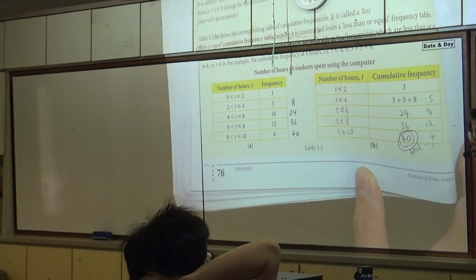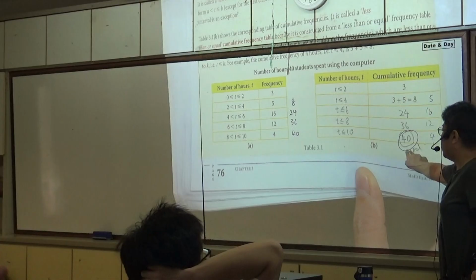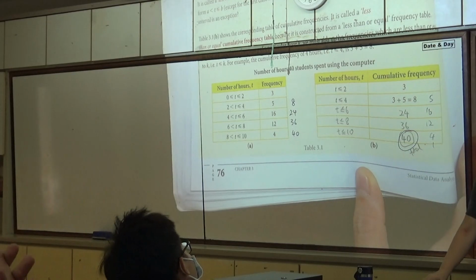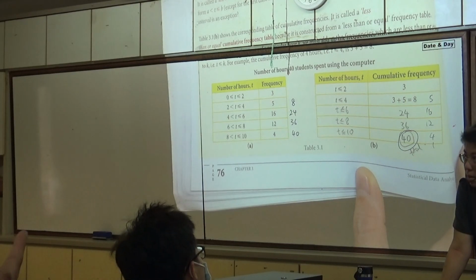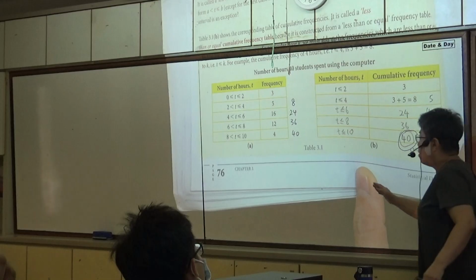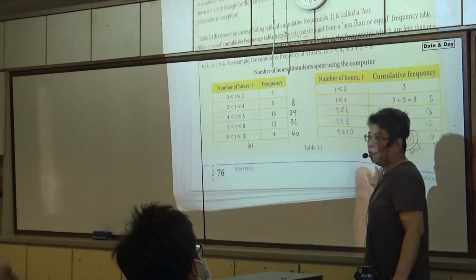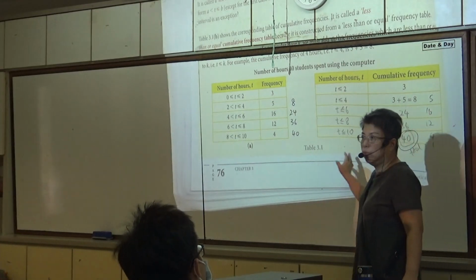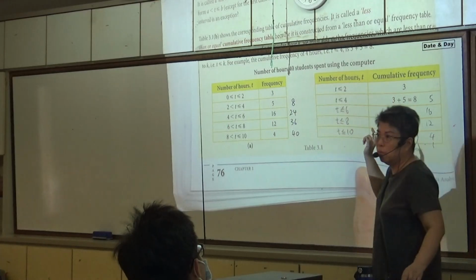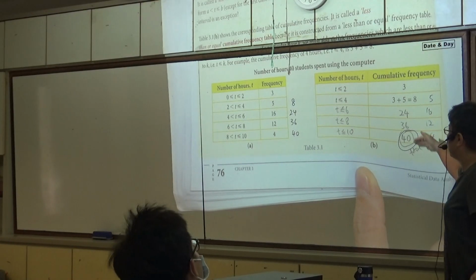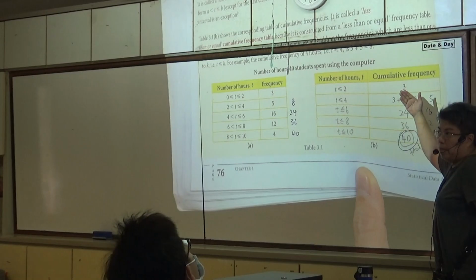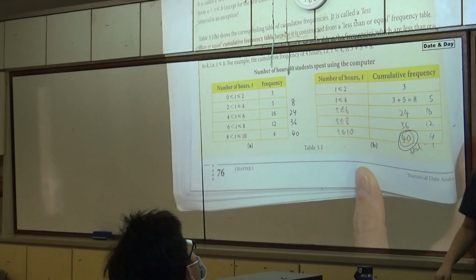Is that understood? Okay, and this last number here is the total number of people in that particular set of data that we are collecting. Is that understood here? So I repeat, from frequency table to cumulative, you add. From cumulative to frequency, you minus. And you minus what? The previous one. Everybody clear? Okay. Alright, now, next.